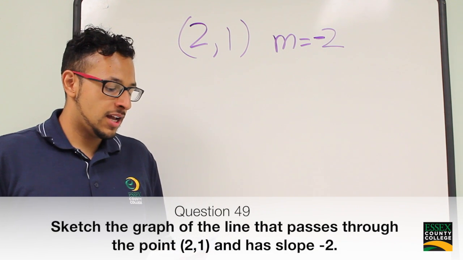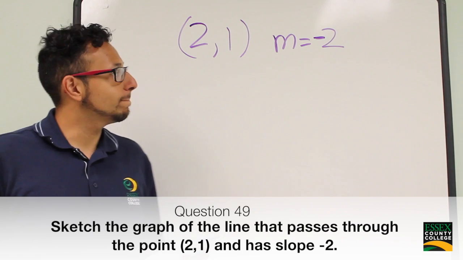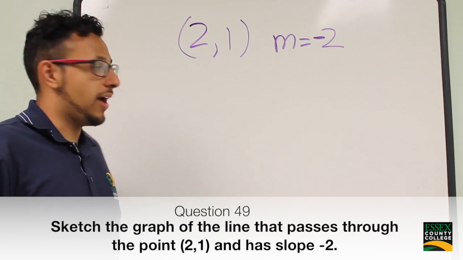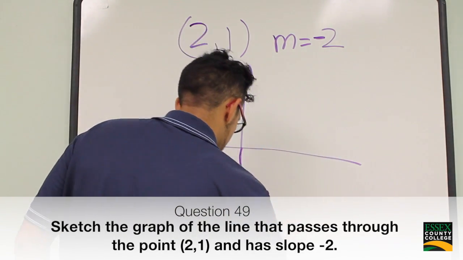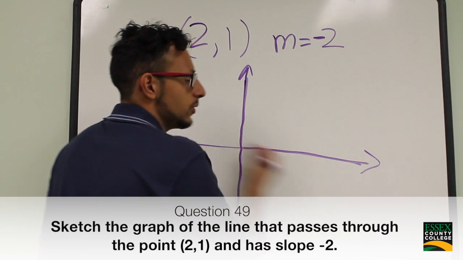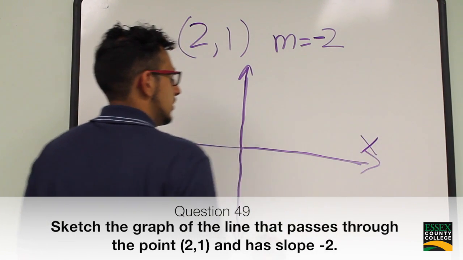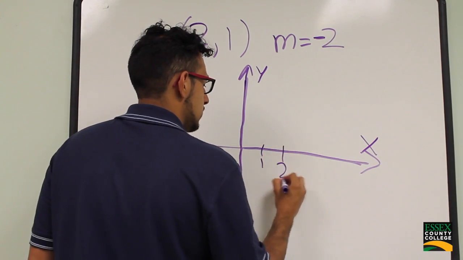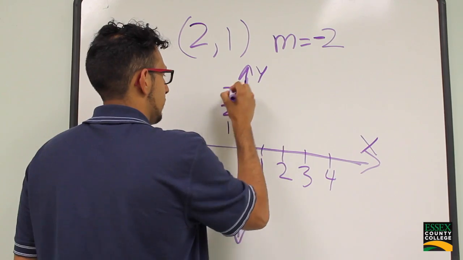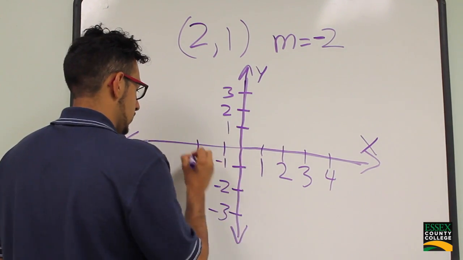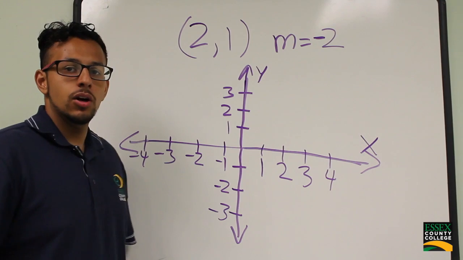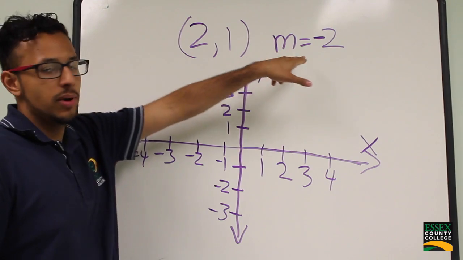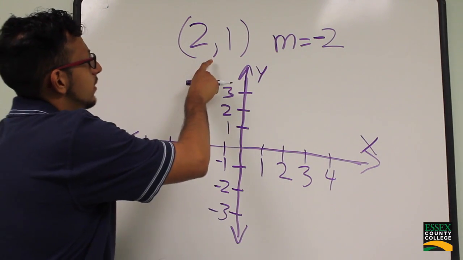The problem states, sketch the graph of the line that passes through the point (2, 1) and has slope -2. So first we're going to draw our graph. We know the horizontal axis is the x-axis and the vertical axis is the y-axis. Now let's plot our numbers. The problem says to sketch the graph that passes through the point (2, 1) and has a slope of -2. So first we're going to plot the point (2, 1).